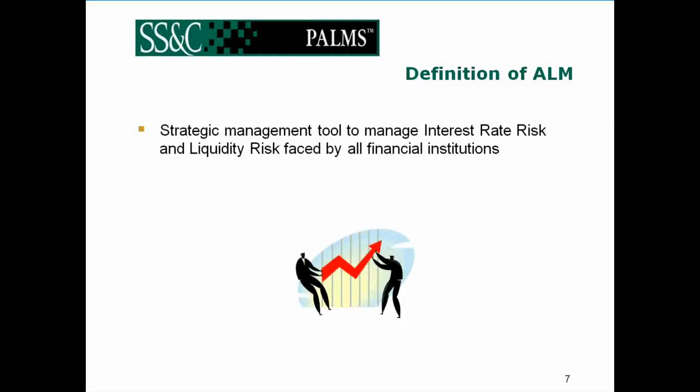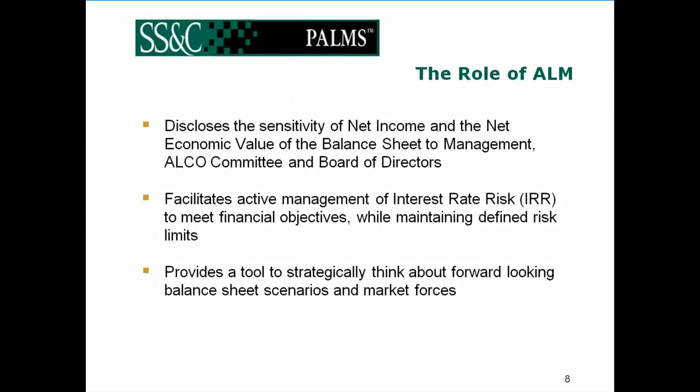The definition of ALM is strategic management tools that manage interest rate risk and liquidity risk faced by all financial institutions. Its role involves disclosing the sensitivity of net income and net economic value of the balance sheet to management, the ALCO committee, as well as the board of directors. It facilitates active management of the interest rate risk to meet financial objectives while maintaining defined risk limits. And finally, ALM provides a tool to strategically think forward, looking at balance sheet scenarios as well as market forces.